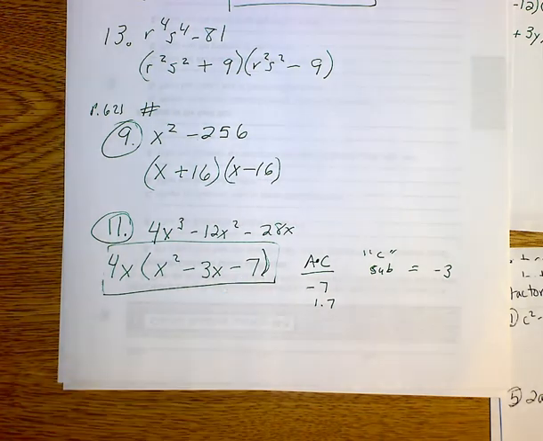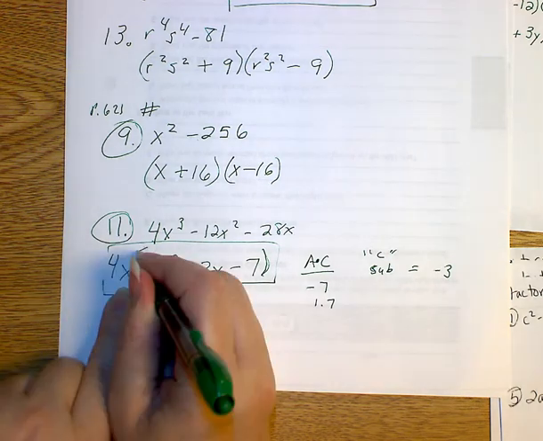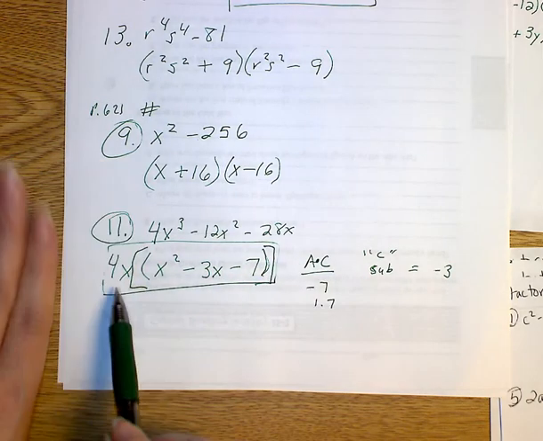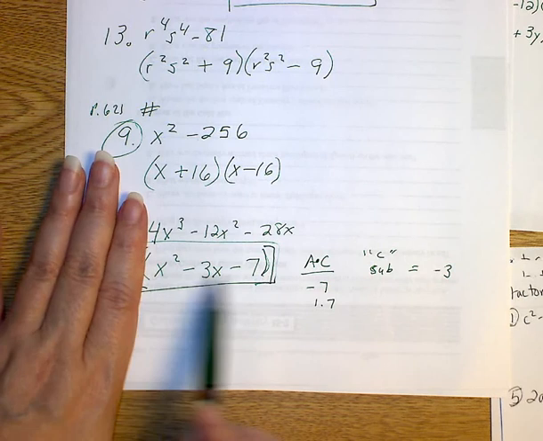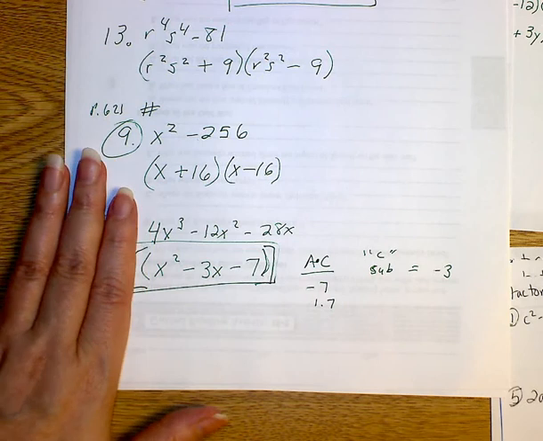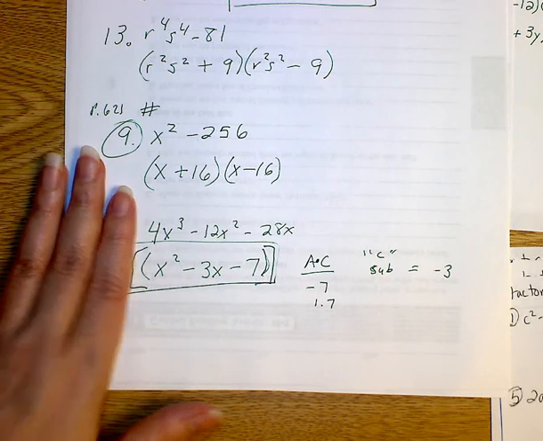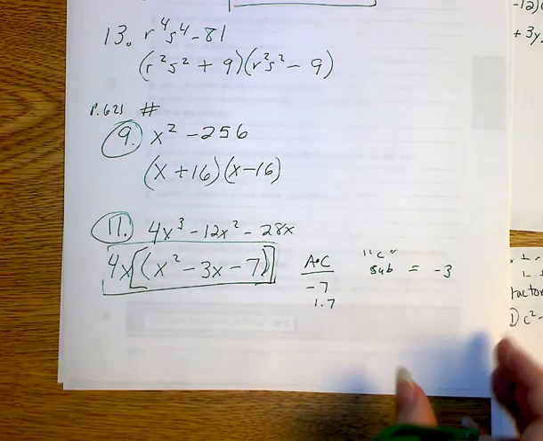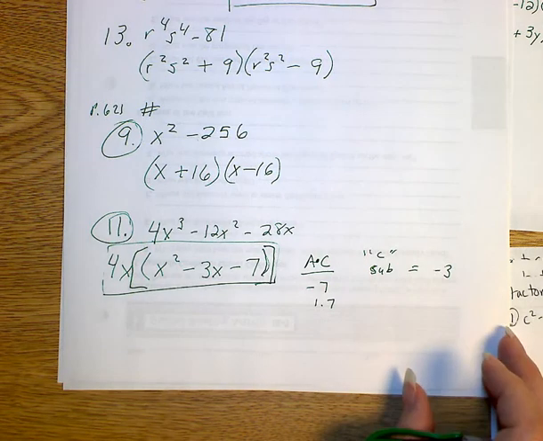But for the AC, wouldn't you times 4 by negative 28? This 4 is on the outside, because remember that this is already factored out. So the thing on the outside does not affect A or C. That's why you pulled out something first. Okay. So then you would factor this if it was possible. All right, so now we're going to go to number 12.